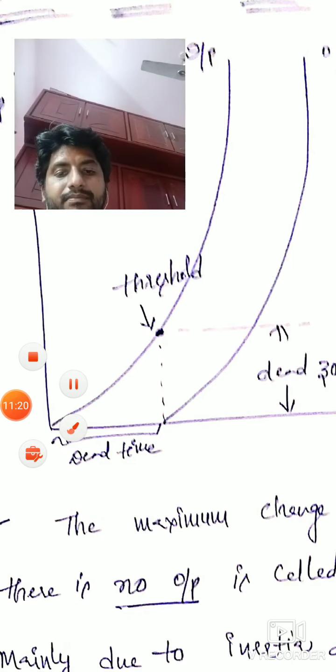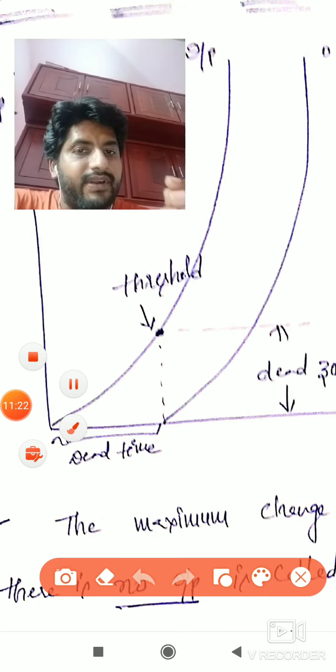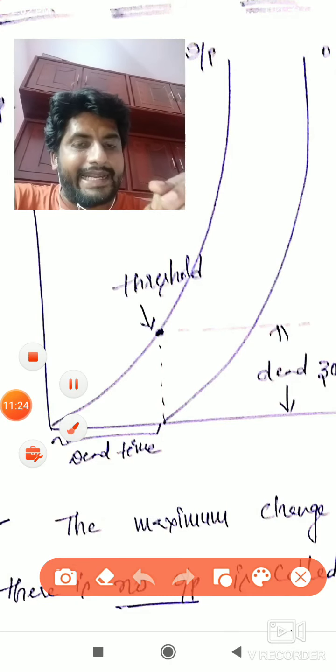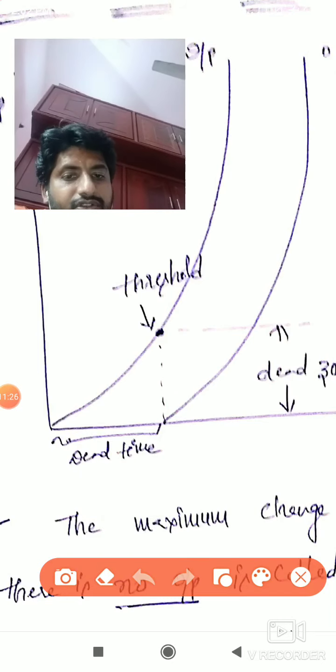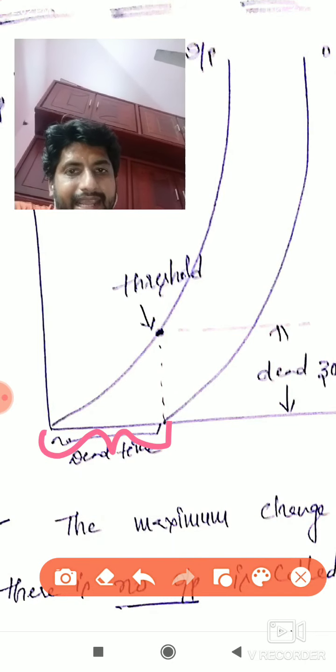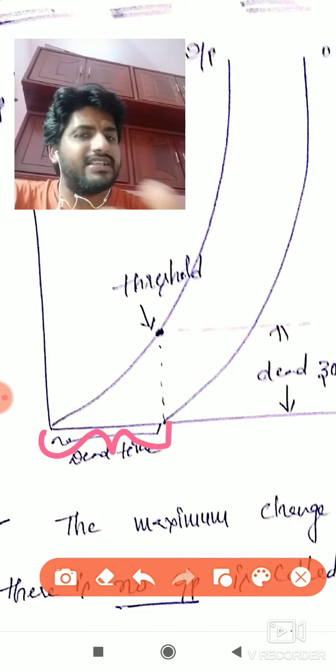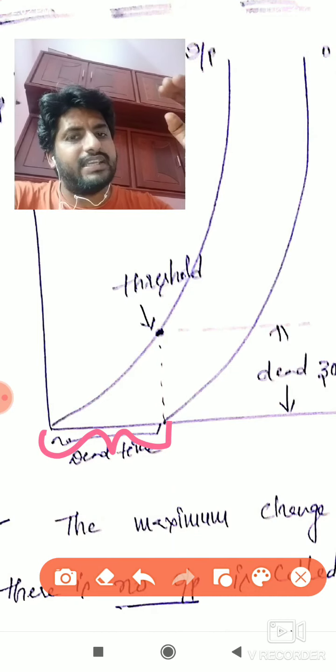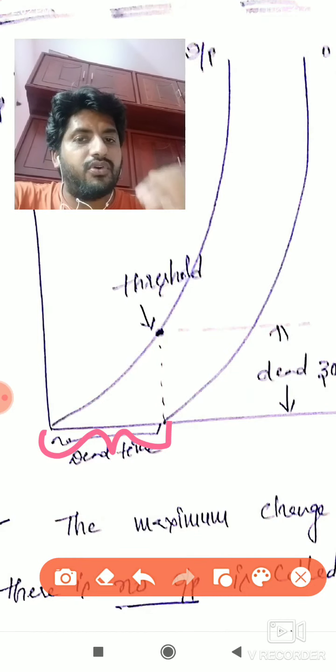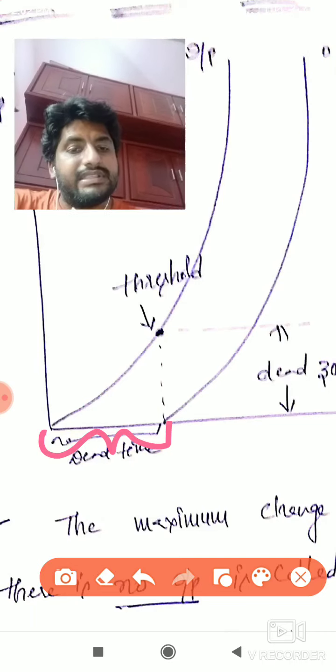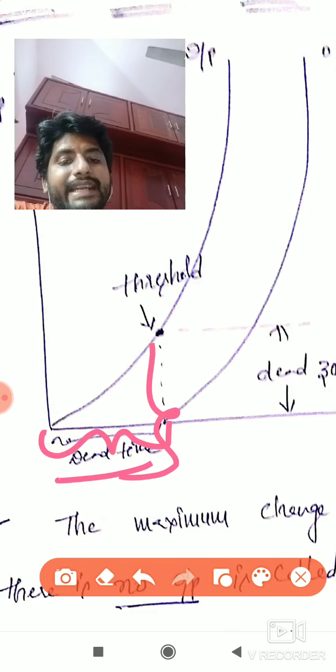What is a dead time? The time required for a dead zone we can call a dead time. So the dead zone time we can call a dead time. Dead time means there is no output for changing input. Up to when my output starts, that time we can call a dead time.